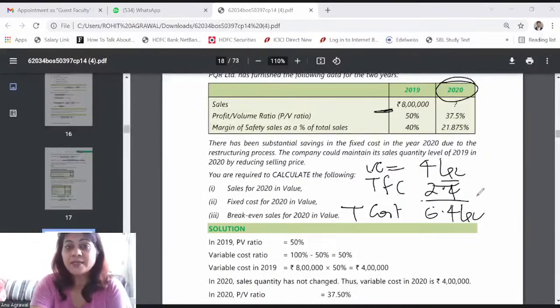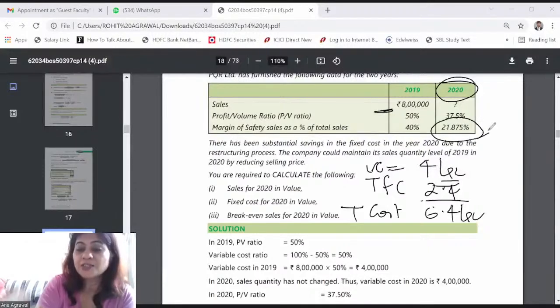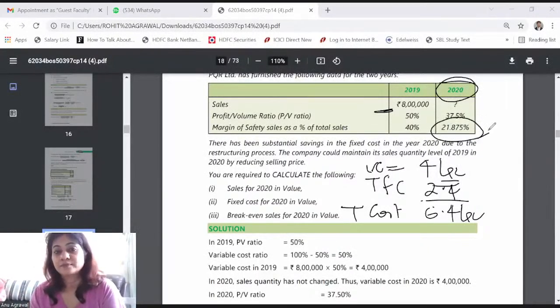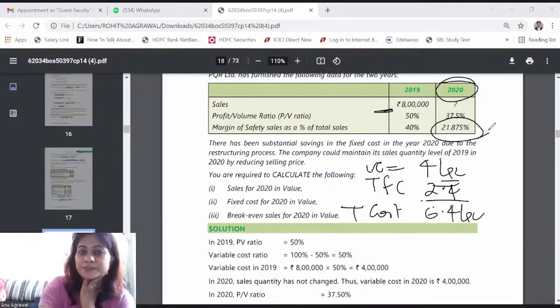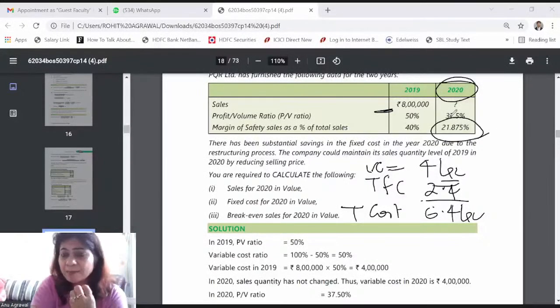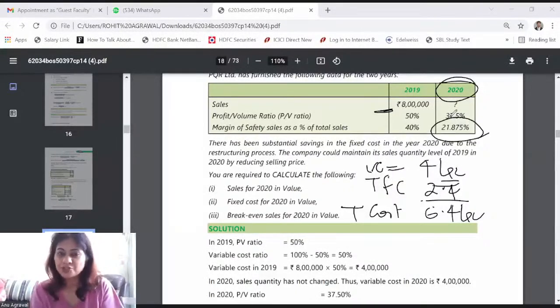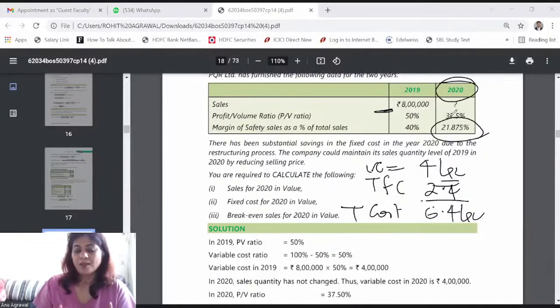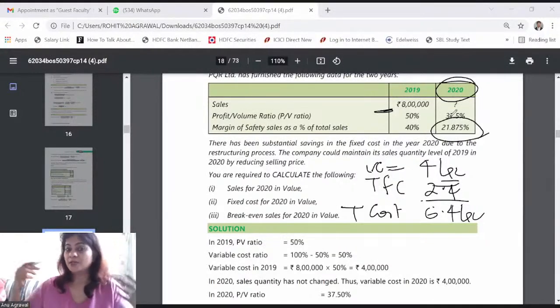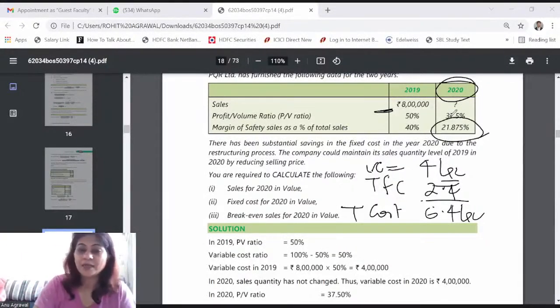But if you look at it, your margin of safety has fallen down as a percentage of total sales. It has to fall down. Why it has to fall down? Because if your selling price reduces, automatically your profit volume ratio will reduce. Yes or no? So if profit volume ratio reduces, automatically your break even will be at a higher level.